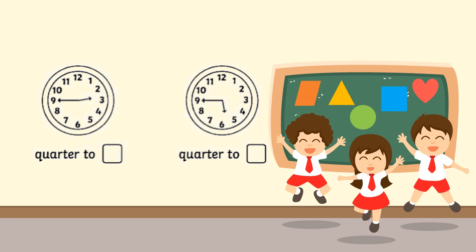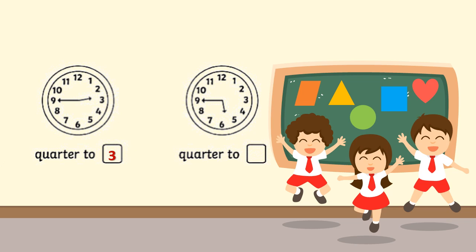I have instead the word to. So what should I say? If the short hand is between 2 and 3, I will go to the big number. That means quarter to means I go to the next hour. So I will take 3. Quarter to 3. Again, quarter to, if the long hand is pointing to 9.